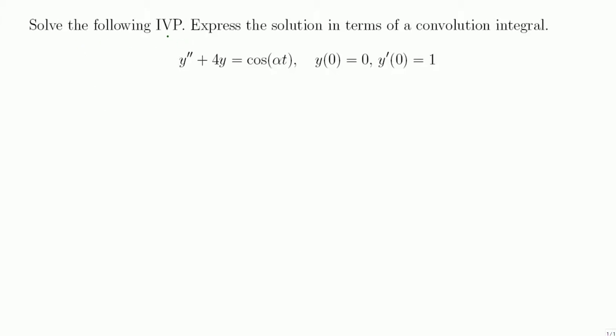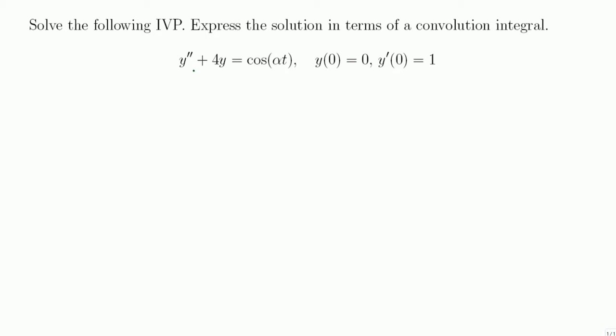Solve the following initial value problem. Express the solution in terms of a convolution integral. So we have the ODE where alpha is unknown, and y at 0 equals 0, y prime at 0 equals 1. These are two initial conditions.